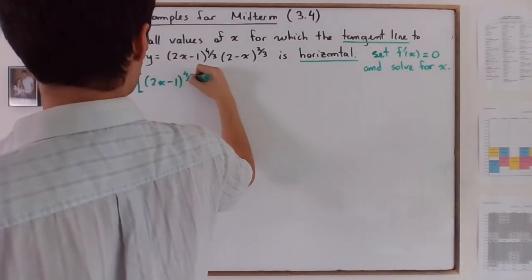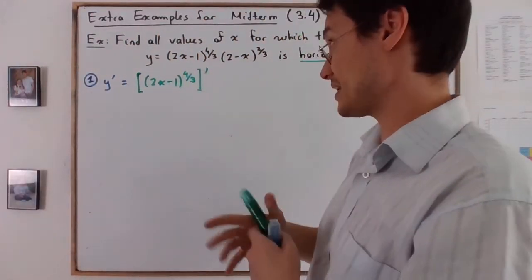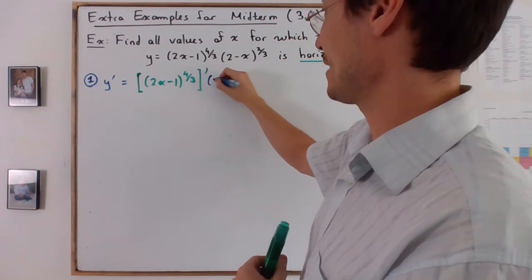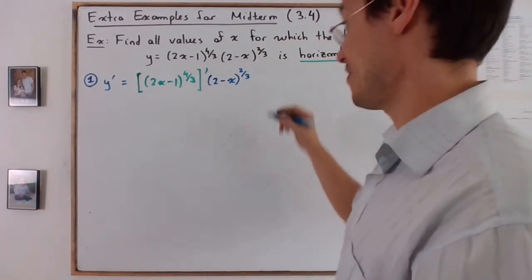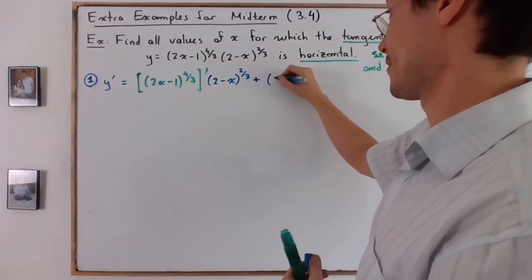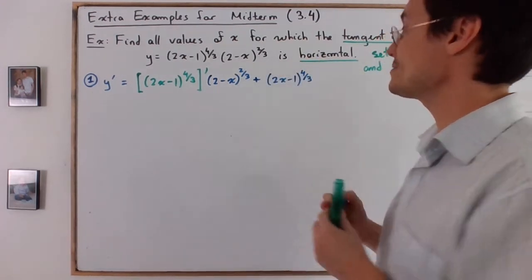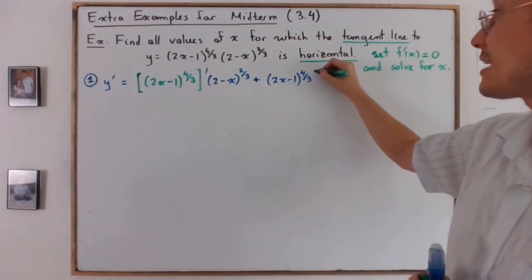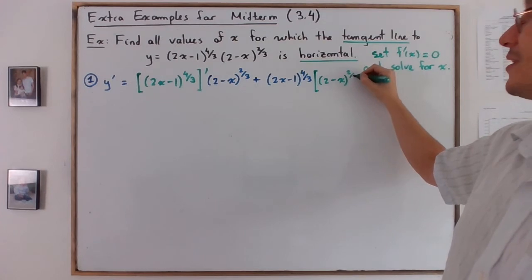So (2x minus 1)^(4/3) prime. Take the derivative of the first times the second, and then plus the first times the derivative of the second, so times the (2 minus x)^(2/3).